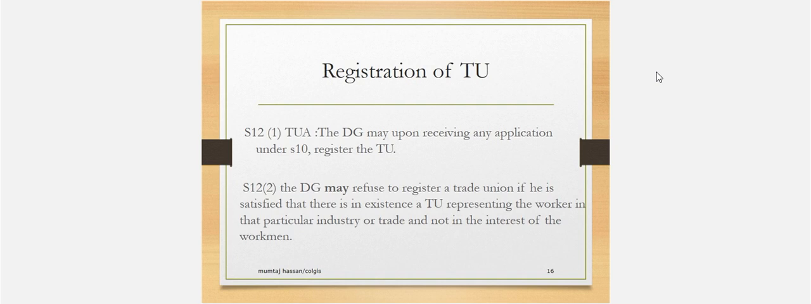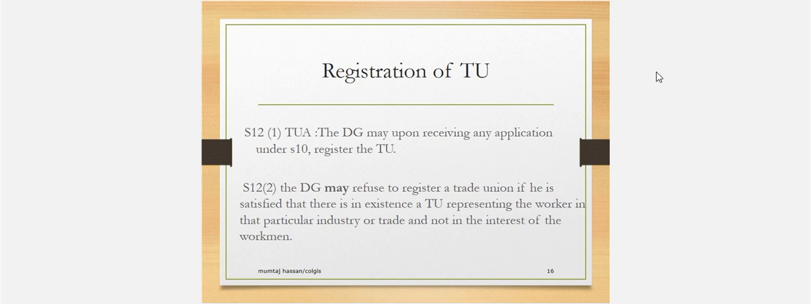So he may refuse to register if he's satisfied there's another trade union that can represent the workers in the particular industry, like the teaching profession. If you already have one trade union, okay, maybe a trade union was formed in 1970, and now you want to register one more trade union for teachers again in 2020, you cannot do so, because there's already one trade union for the interest of the particular teachers, unless you can show that you mean to protect another group of teachers.